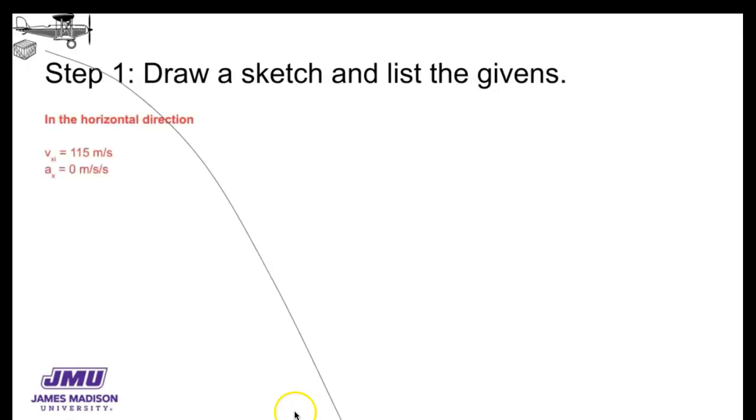Here are the knowns. I know in the x direction, the initial velocity is 115 meters per second, and I know that the acceleration is 0 meters per second squared. In the vertical, I know that the initial velocity is 0 meters per second because the crate was flying in an airplane traveling horizontally. It was not moving up or down initially when it was dropped. We know the acceleration, negative 9.8 meters per second squared.